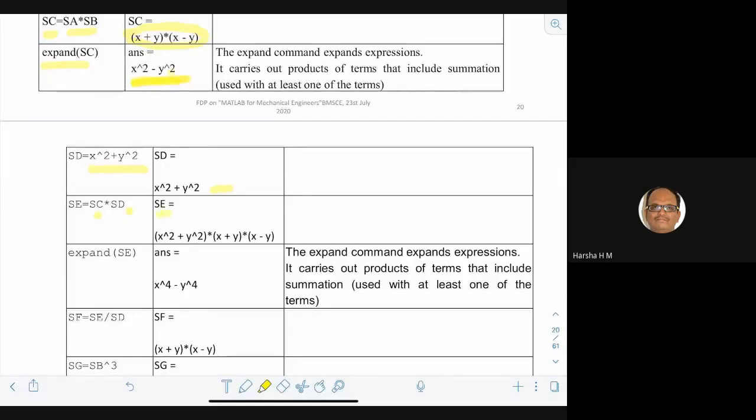You can see it here. It is not the expanded form. By using this expanded form, what is again that we have done, it is x square plus y square into x square minus y square. Therefore, it will become x to the power of 4 minus y to the power of 4. So start looking at the use of the expand command.